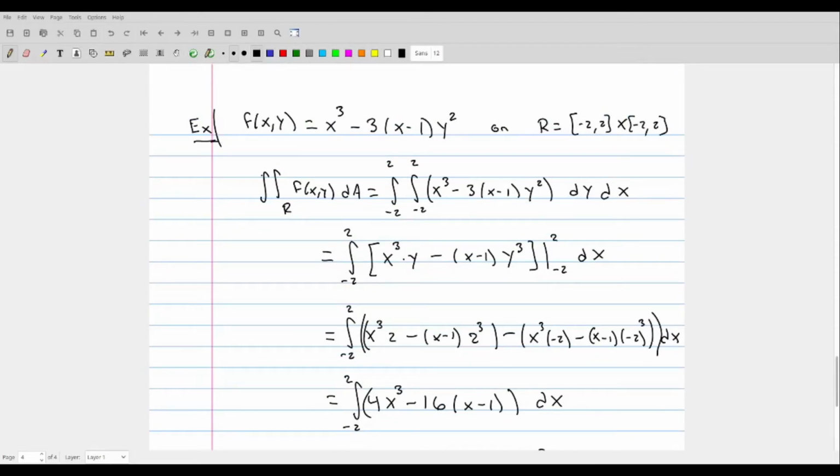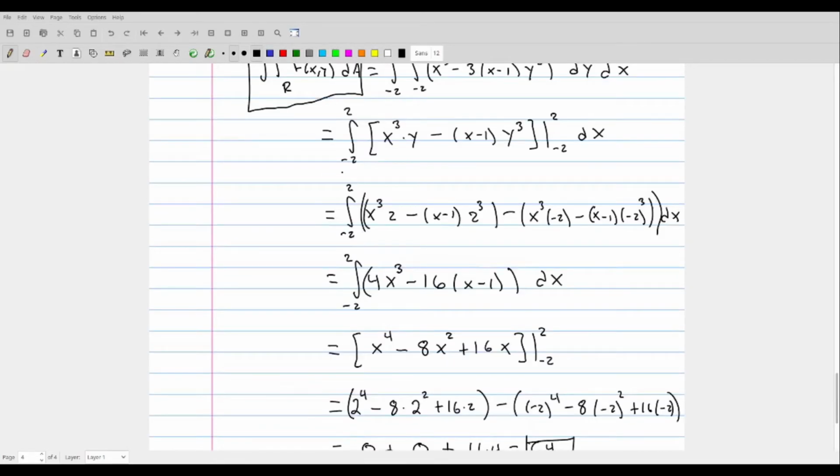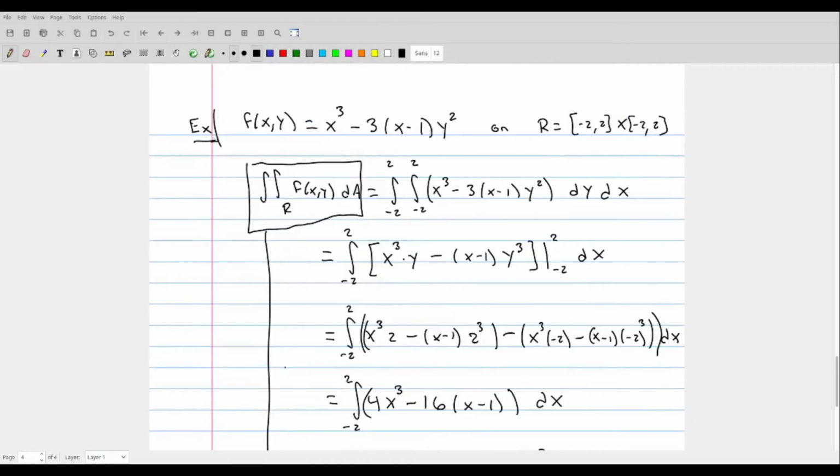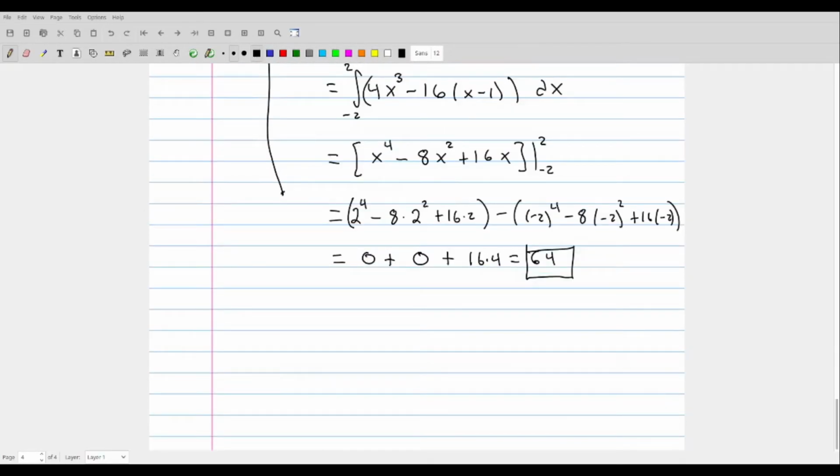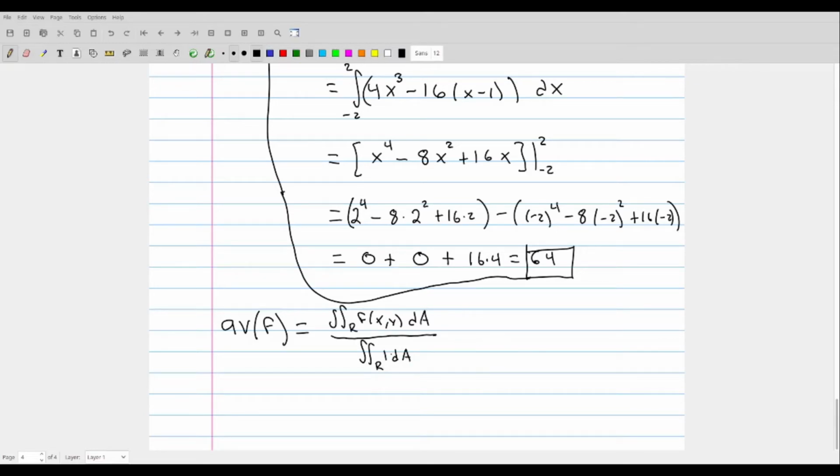So the integral of this function over the rectangular domain from -2 to 2 is exactly just equal to 64. Which means that the average value of this function on this domain is going to be the double integral of the function over R, which we just calculated, divided by the area of R, or the double integral of the constant function 1.